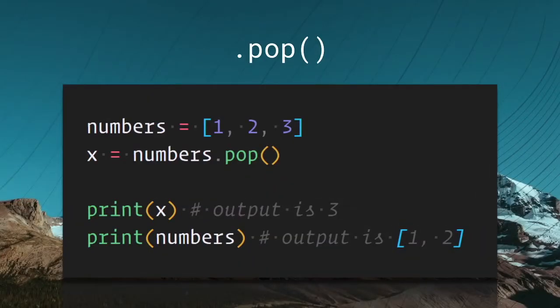Pop returns the last item of the list and removes it. So if we have numbers, a list of 1, 2, 3, and then pop the last value into our variable x, then when we print x, we get the output of 3. Also notice how the output for numbers is just 1, 2. We removed the last item.